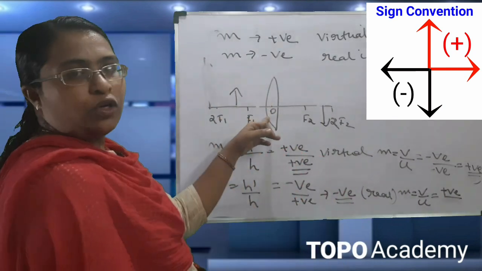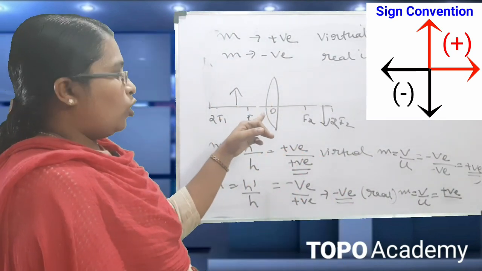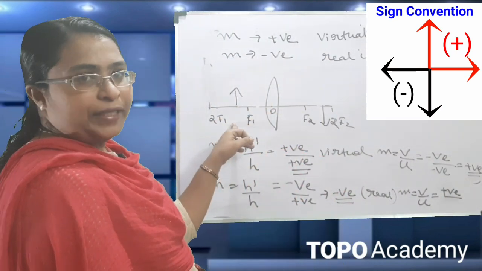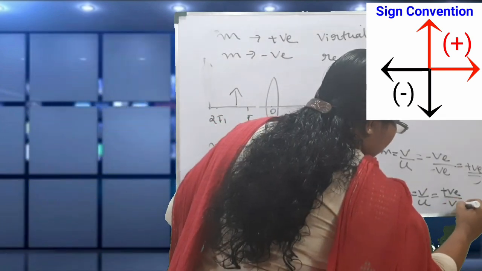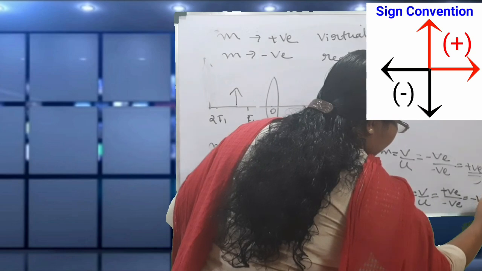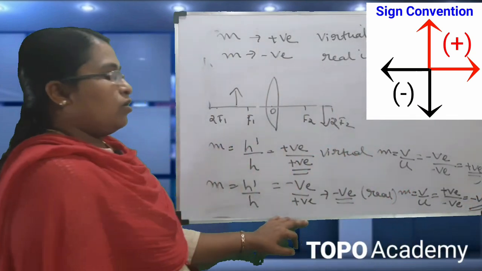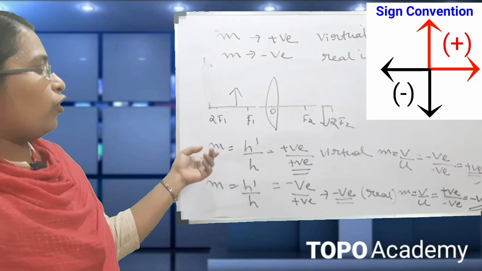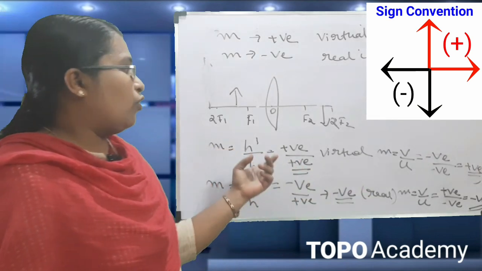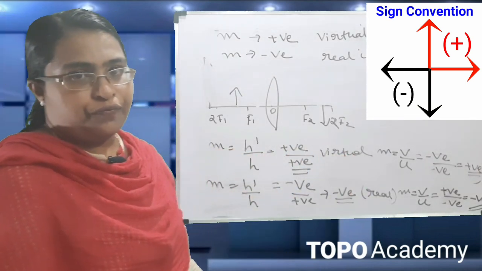Here the object is on the left side of the optic center, so it is negative. So that's how we are getting the magnification: for a real image it is negative, and for virtual images it is positive.